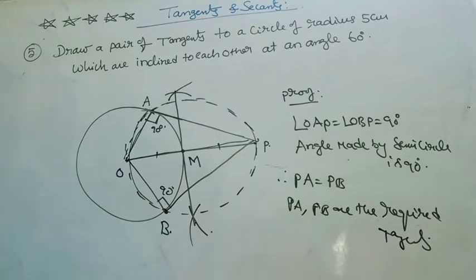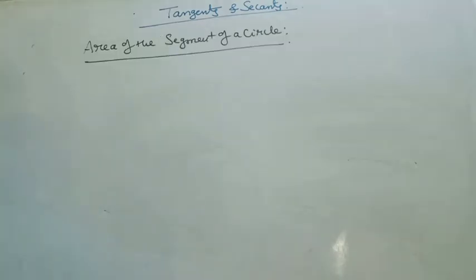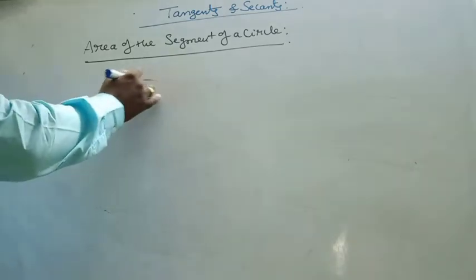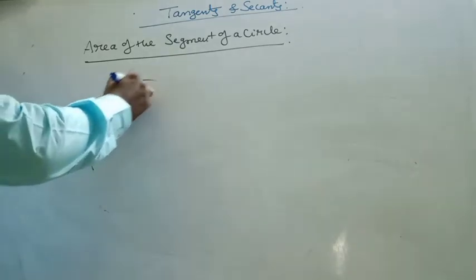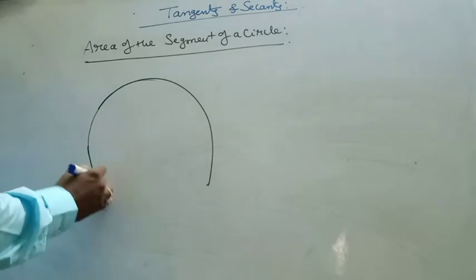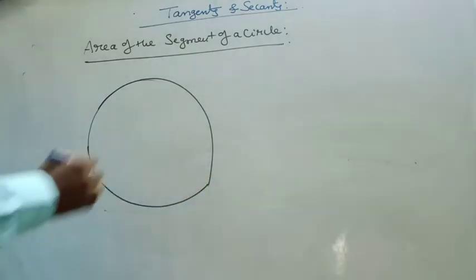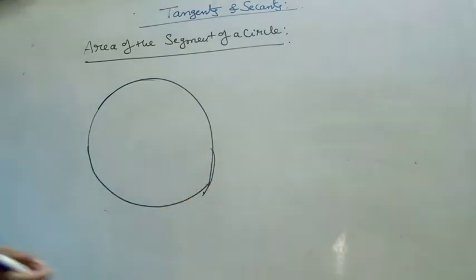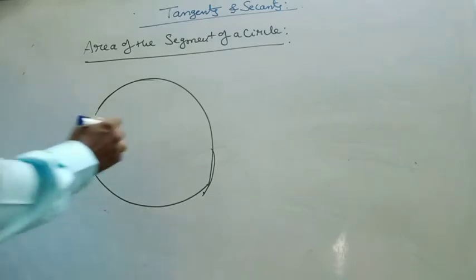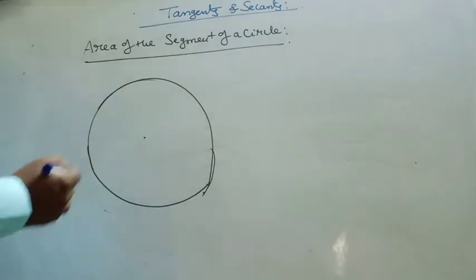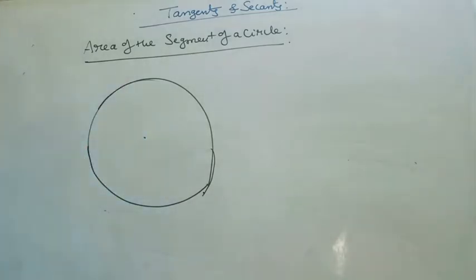Right? Now we have another important concept. By this the total chapter will be closed: area of the segment of a circle. How to find the area of the segment of a circle? My dear students, first of all you should know what you mean by the segment of a circle. Some basics I will explain to you. You should know minor arc, major arc, minor segment and major segment. These things you have to understand perfectly.